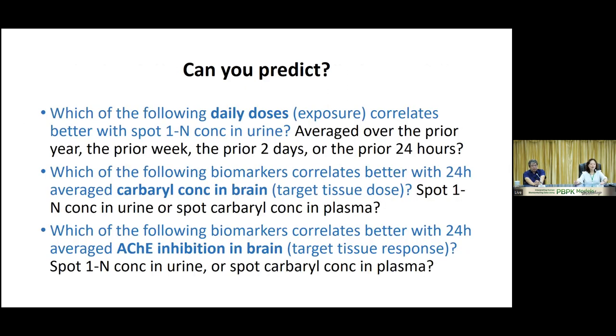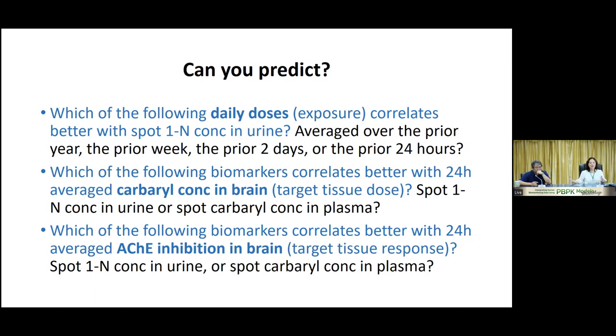So here are some questions for you. There's no right or wrong answer, just based on what you think would happen. And then let's let the simulation tell you what's the real answer. Okay, so the first question is, remember we have this spot urine, the metabolite concentration in urine, right? That is the most common biomarker in real life, because metabolite in urine is what people most of the time measure.